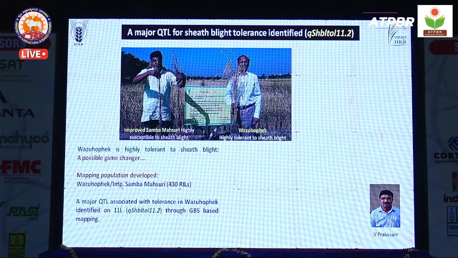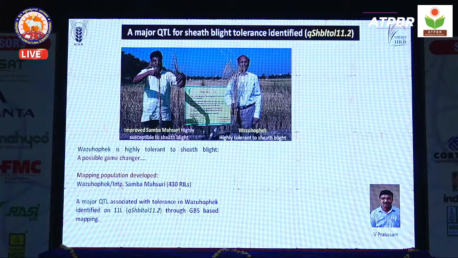I mentioned that sheath blight and false smut are gray areas, and they do not have a very strong level of resistance. Of course, there are a few genotypes like Tetep and others, but the level of resistance is towards the moderate side. So we identified a northeastern landrace, brought by my colleague Dr. Vijaypal Badana, who earlier worked in Nagaland, Manipur and elsewhere. We developed a mapping population by crossing it with improved Samba Mahsuri. So we had a set of 430 RILs.